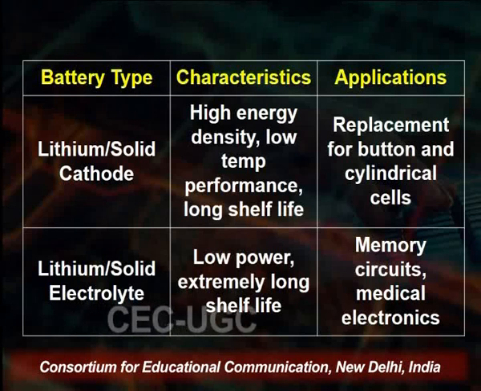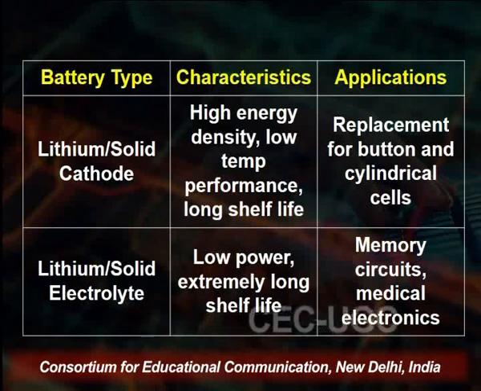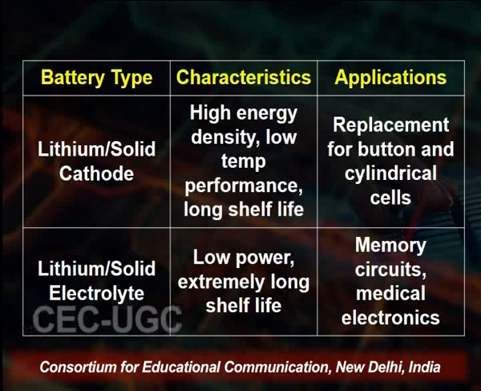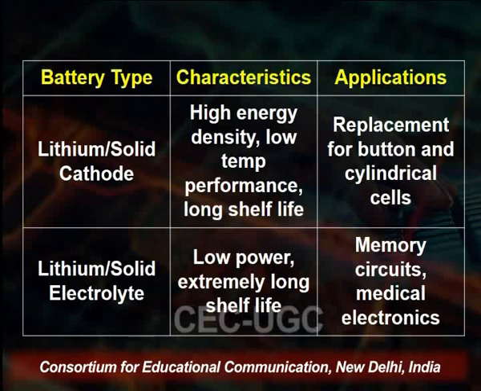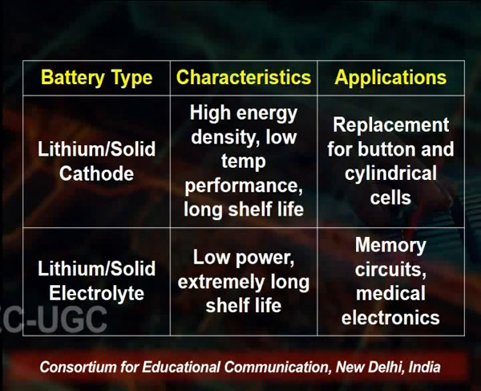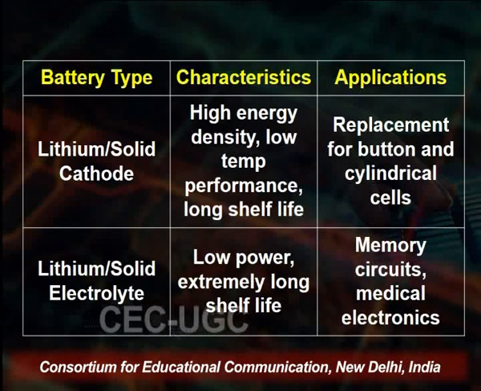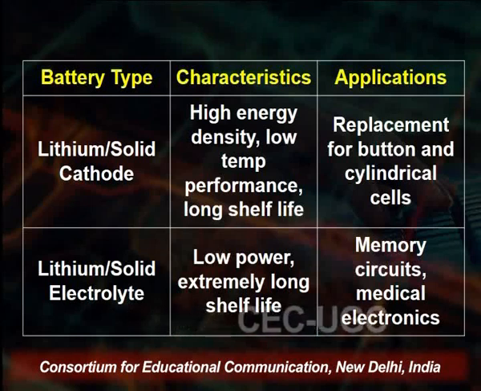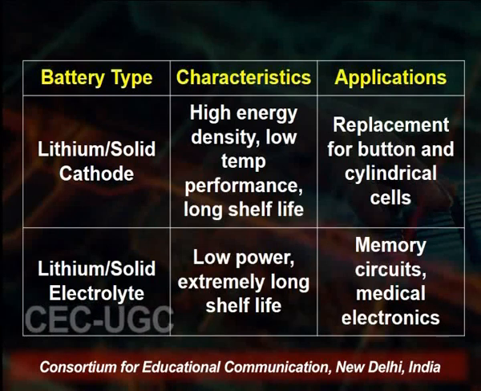Other batteries are lithium with solid cathode, and the characteristics of these batteries are high energy density, low temperature performance, long shelf life, and replacement for button and cylindrical cells. Another is the lithium solid electrolyte, which is low power, with extremely long shelf life, used in memory, circuits, medical and electronics. So these were the primary batteries.